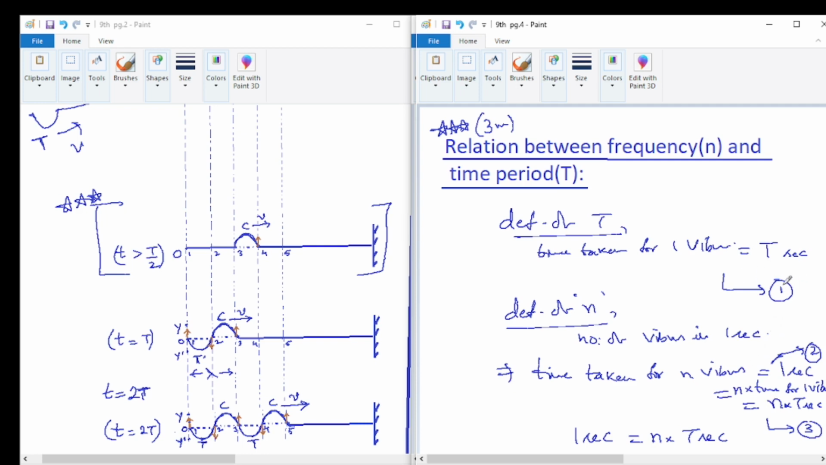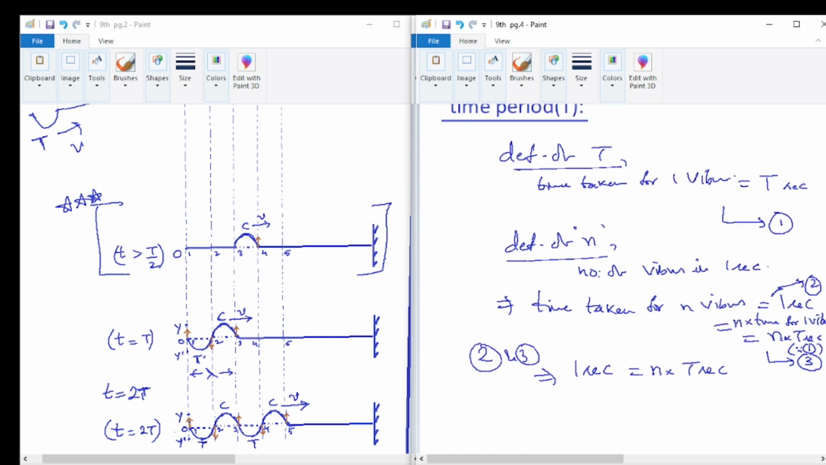So first we got equation 1. Using that equation 1 only, we substituted the time for one vibration, and we got n into t seconds. This is why we are getting this step. So what we got is that the time taken for n vibrations, from the definition of frequency, is exactly 1 second. But from the definition of time period, it is also equal to n into t seconds. So both are one and the same time taken for n vibrations. So we can just equate 2 and 3. So 2 and 3 imply what? 1 second is equal to n into t seconds.